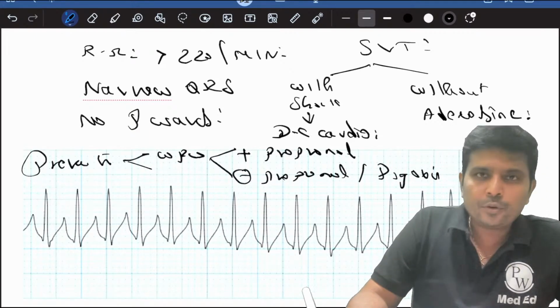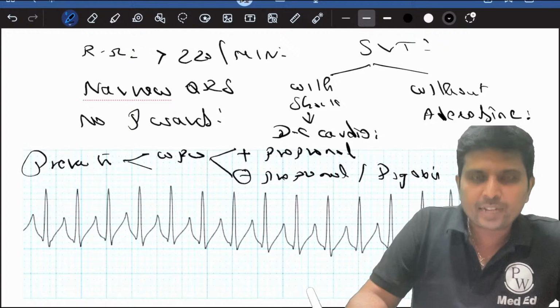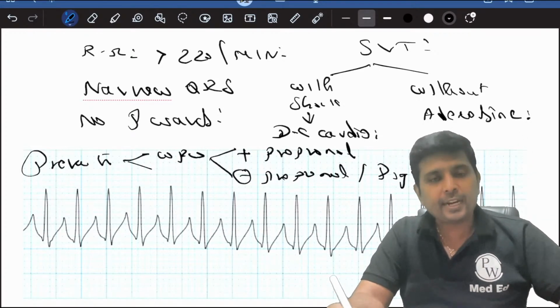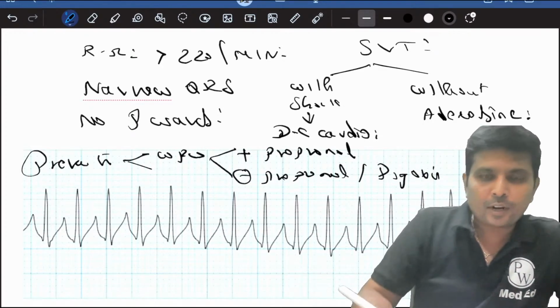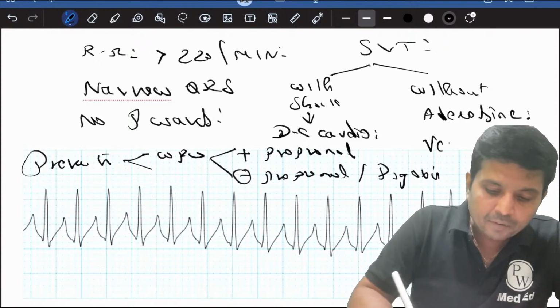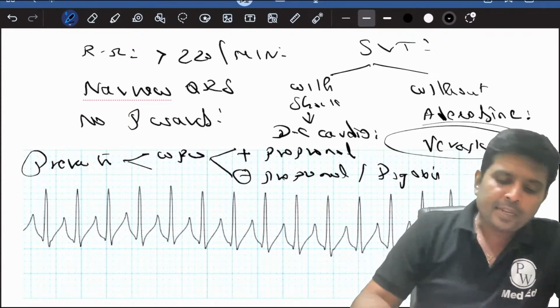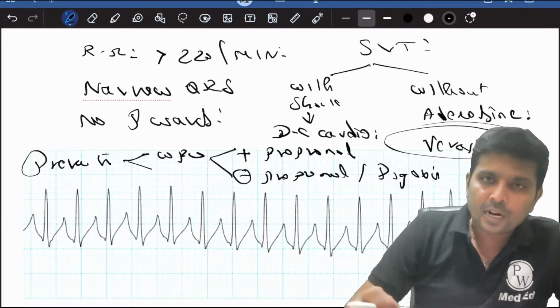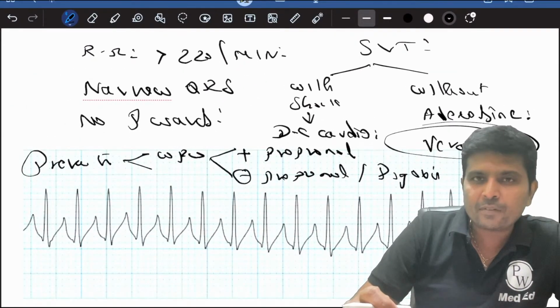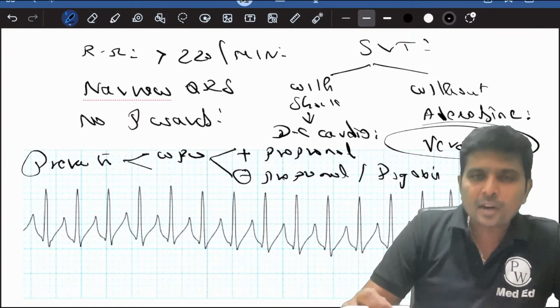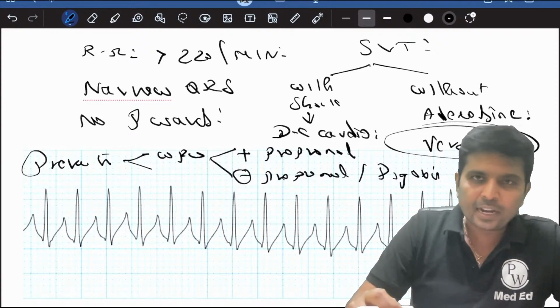One more MCQ: never ever try to give what? Verapamil. Verapamil is contraindicated in pediatrics. The calcium channel blocker Verapamil is contraindicated in pediatric supraventricular tachycardia because it can induce congestive cardiac failure.